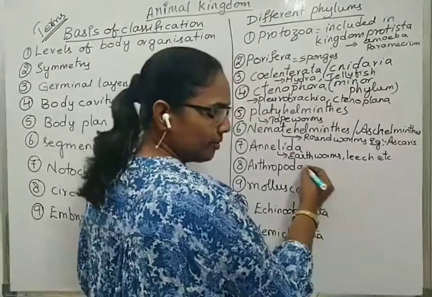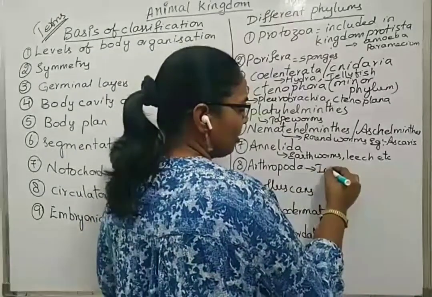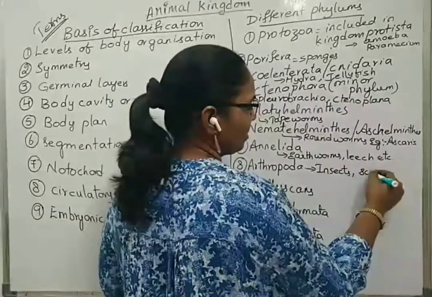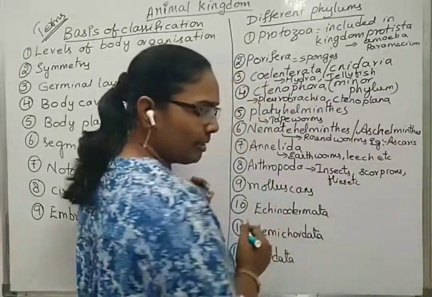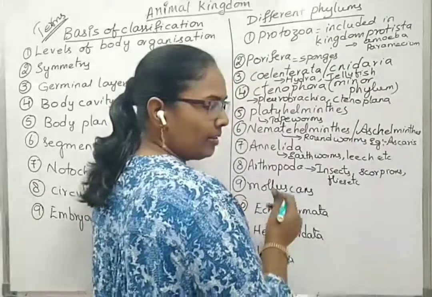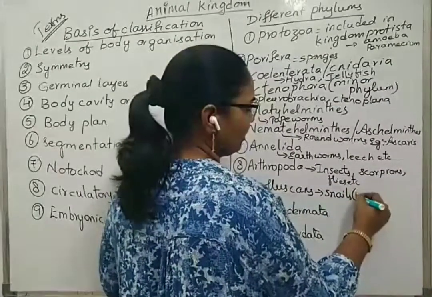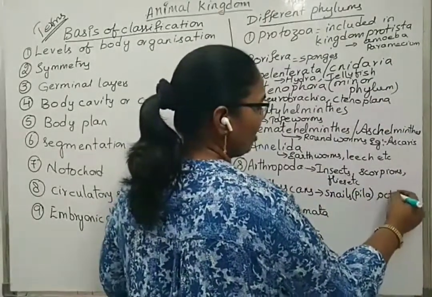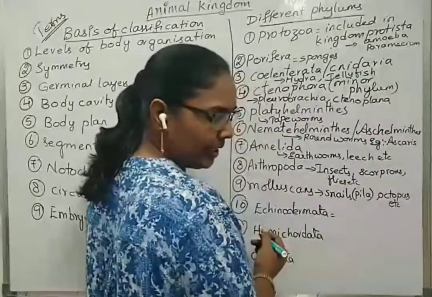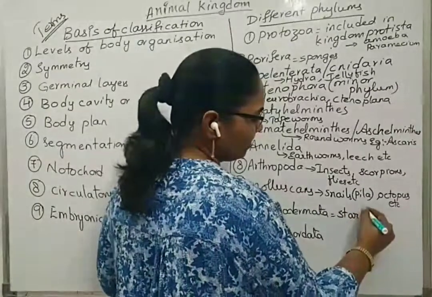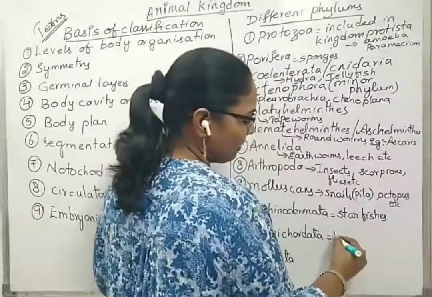Next, under Arthropoda, we read about insects, like scorpions and flies, etc. All types of insects, scorpions, flies, etc. Under Mollusca, we read about snails, which we also call Pila, and octopus, etc. Under Echinodermata, we read about starfishes. Under Hemichordata, we read about Balanoglossus.